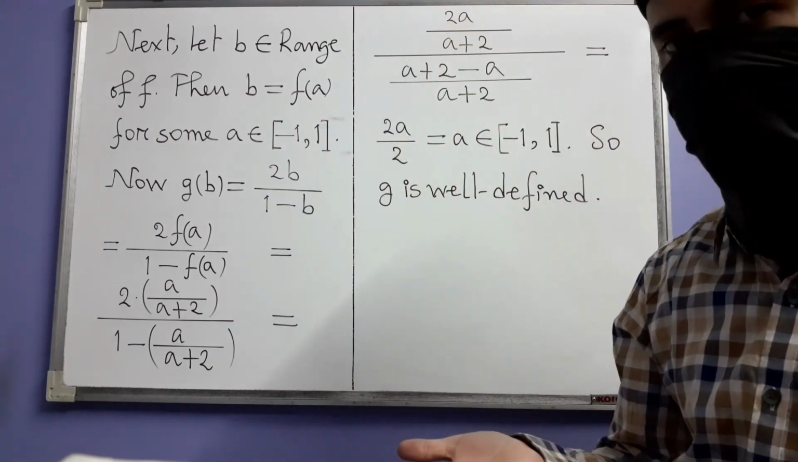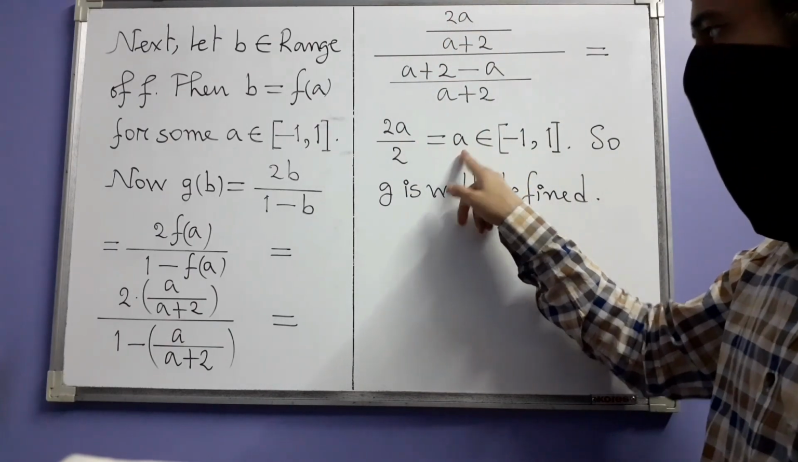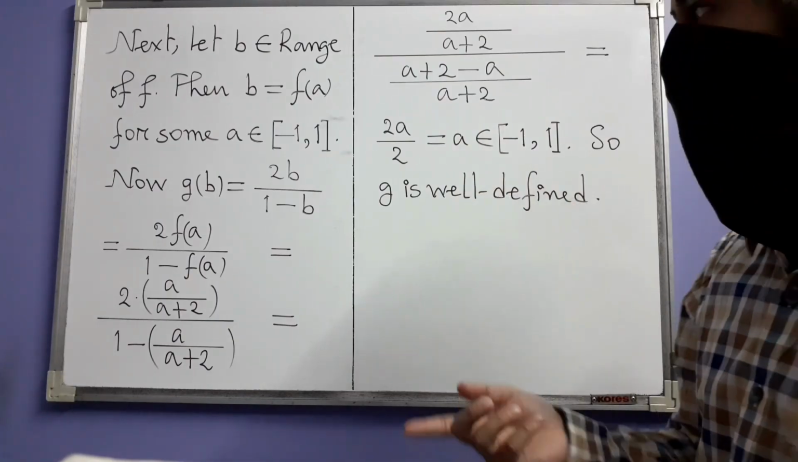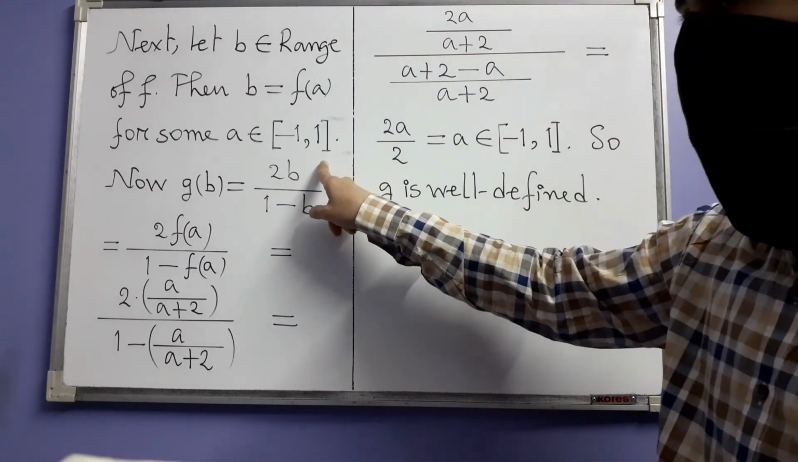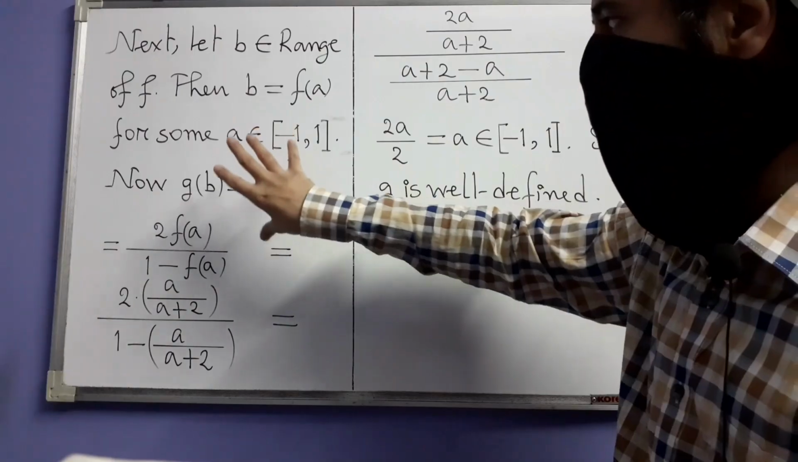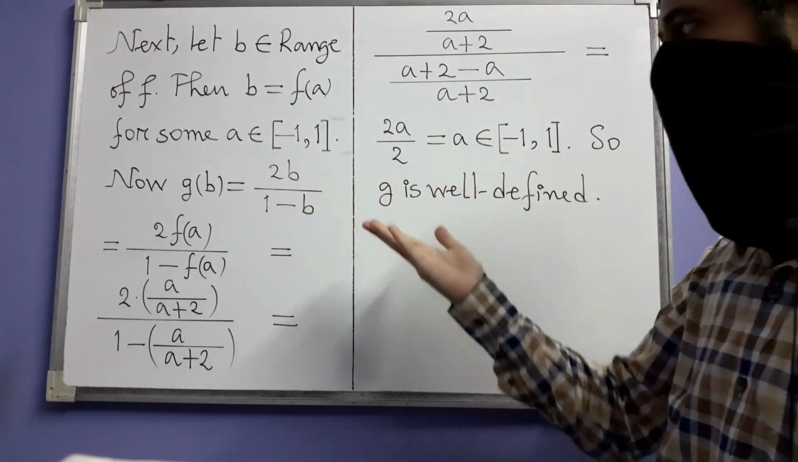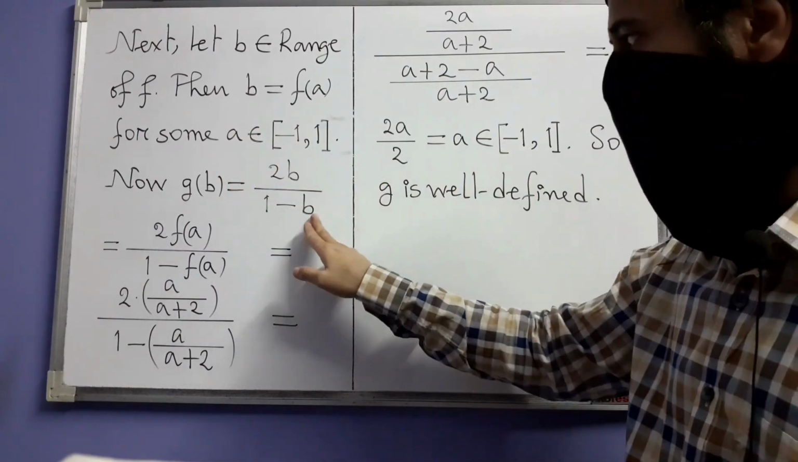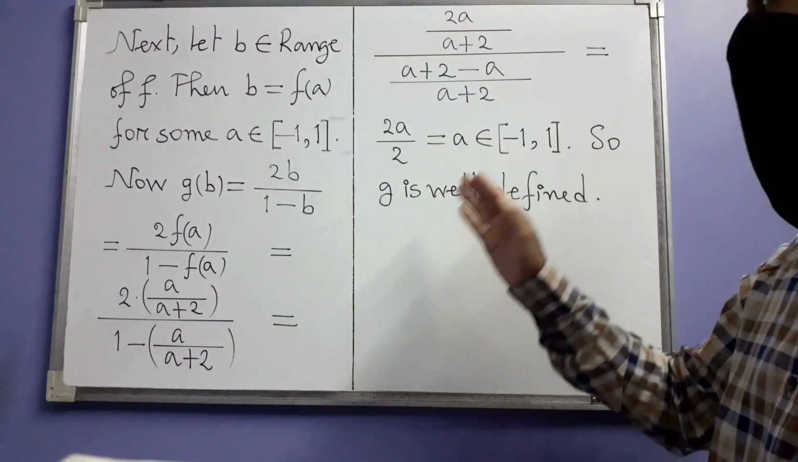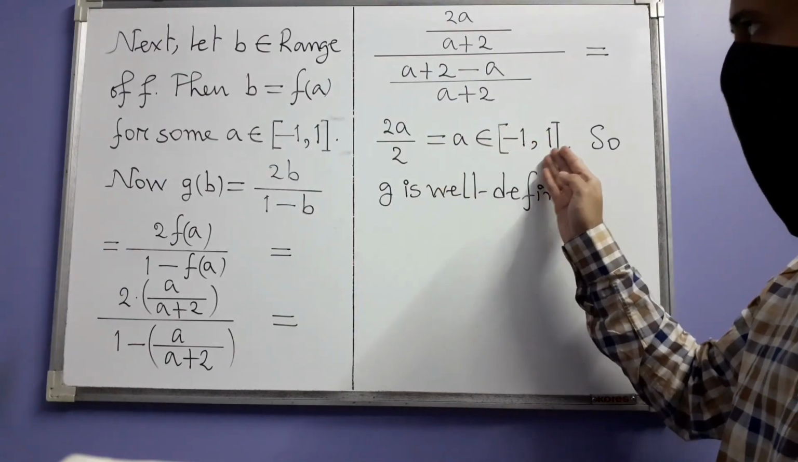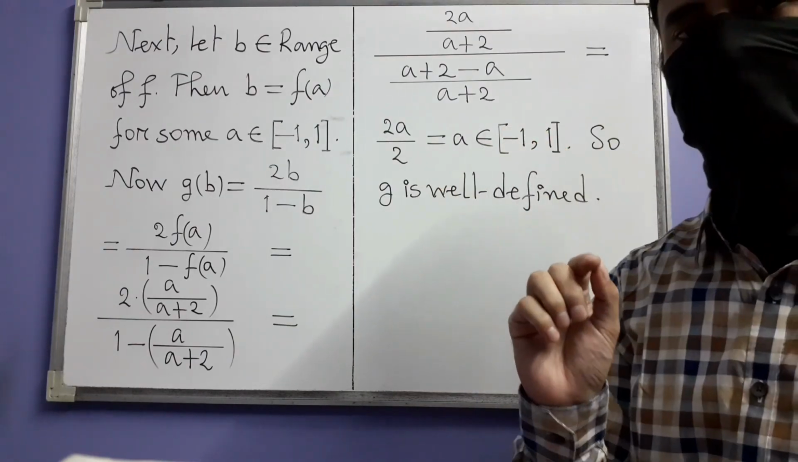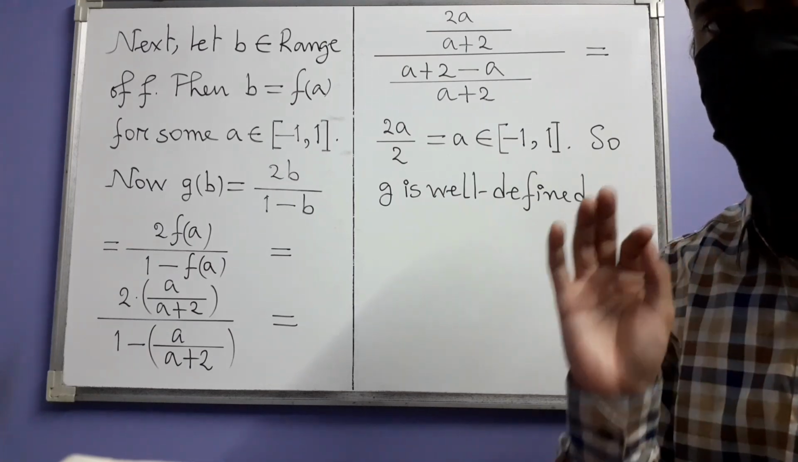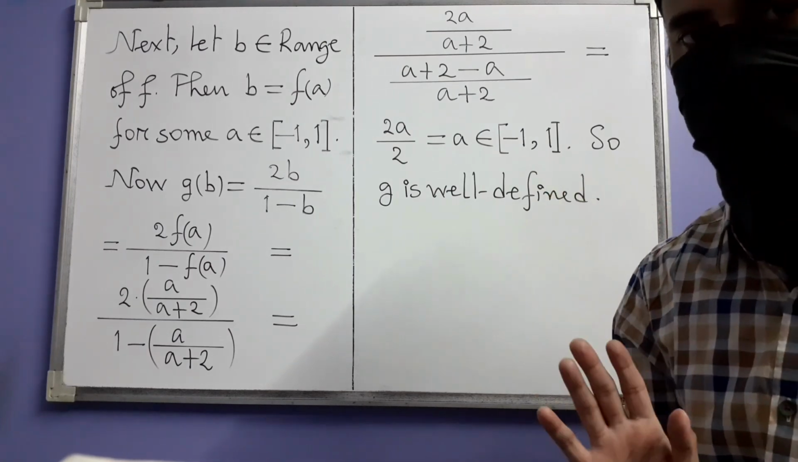And then after cancelling 2, you are getting a, okay, and already a belongs to this, so that's how the output g of b not only can be found because b is never 1, but actually it also belongs to this, and that is why you can now say that g is well defined, that it's a legitimate function.